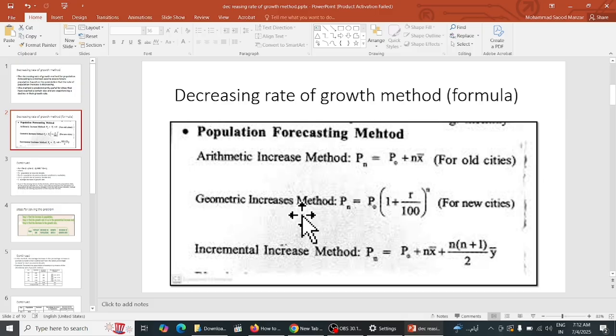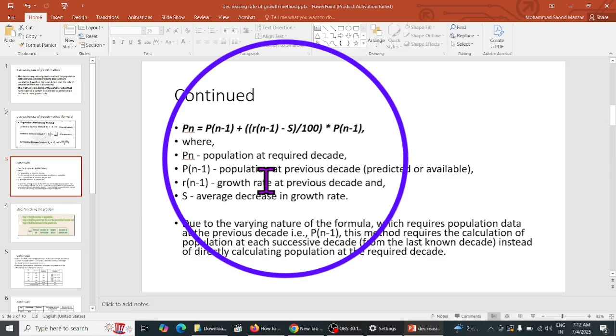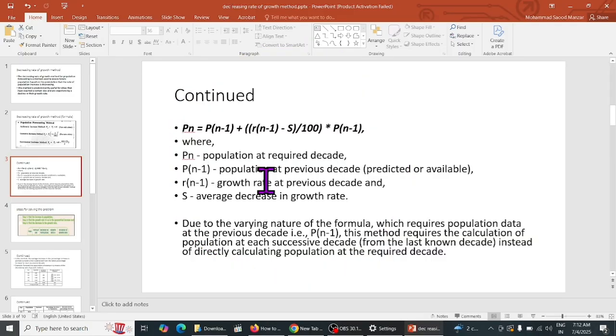Now the core idea behind the decreasing method is that the population growth rate doesn't stay constant forever. It tends to decrease as the population gets larger and resources become more limited. This method assumes that the rate of this decrease in growth rate is relatively stable and can be used to project future population sizes.